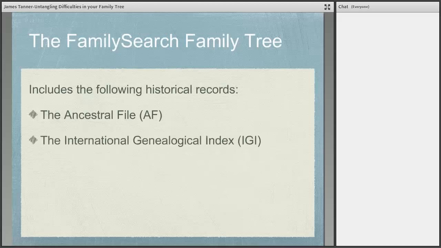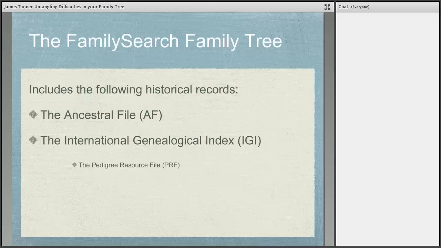The second is the International Genealogical Index. This has 2 major components. The one component are what are called extracted records. These are records that were extracted for a variety of purposes from primarily English vital records, meaning birth, marriage, and death records. They also contain a substantial number of records from the ordinances that were done in the church's temples.